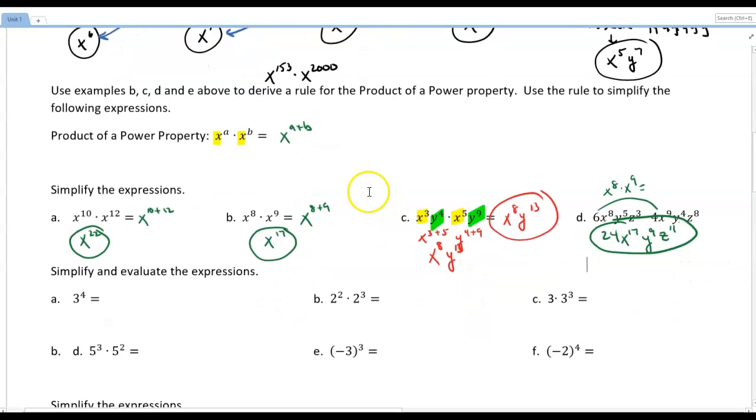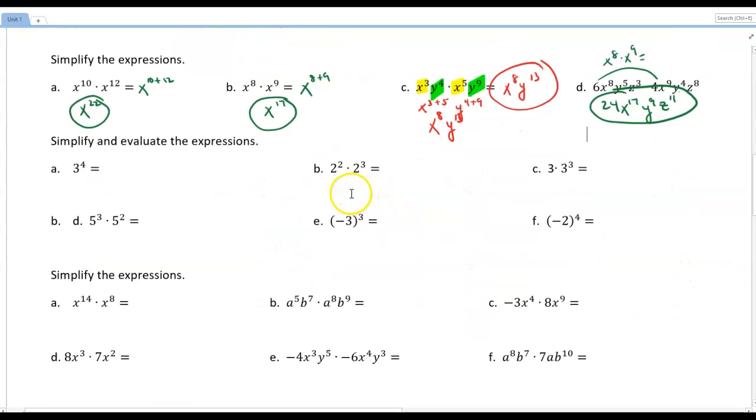So the shortcut using the power of product of a power property is just when you multiply same bases, we add the exponents.